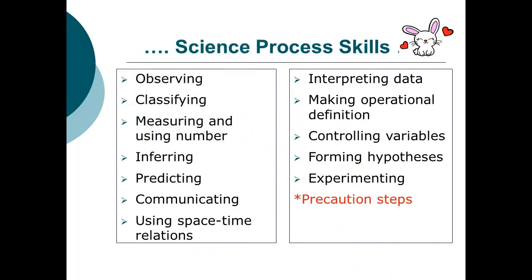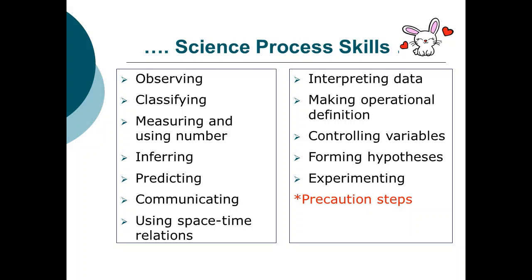Now let's recall the 12 science process skills that we have discussed before we move to next slot. So here there are a total of 12 science process skills: observing, classifying, measuring and using number, inferring, predicting, communicating, using space-time relations, interpreting data, making operational definition, controlling variables, forming hypotheses, and experimenting. So the experimenting means the conducting of the experiment.